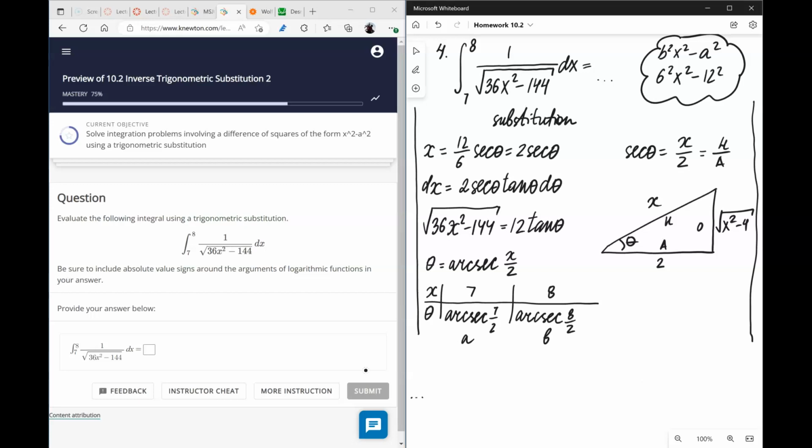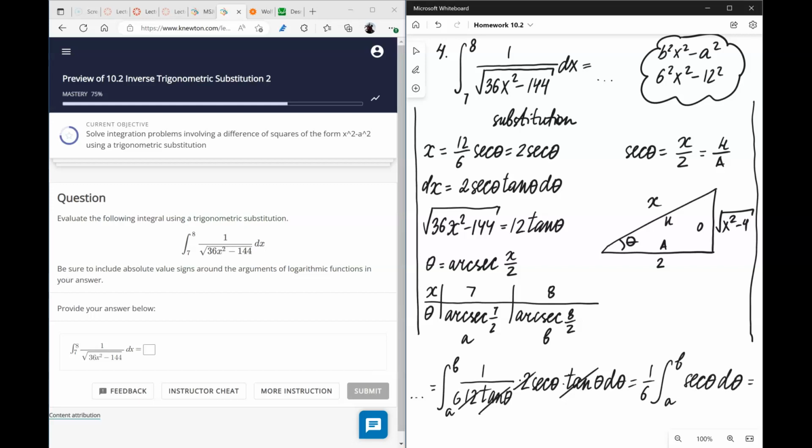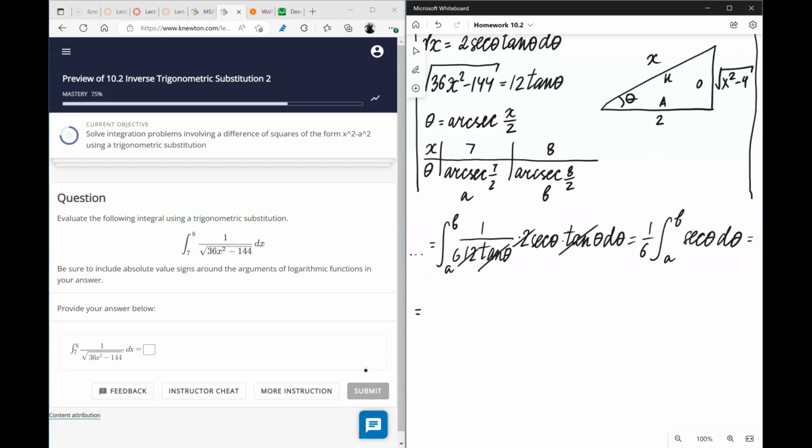So this original integral now becomes integral from a to b of 1 over 12 tangent theta times 2 secant theta tangent theta d theta. Reducing everything, we have a rather simple integral, and its antiderivative is ln of secant theta plus tangent theta, and we're going to evaluate it at a and b, but a is arc secant of 7/2 and b is arc secant of 8/2.